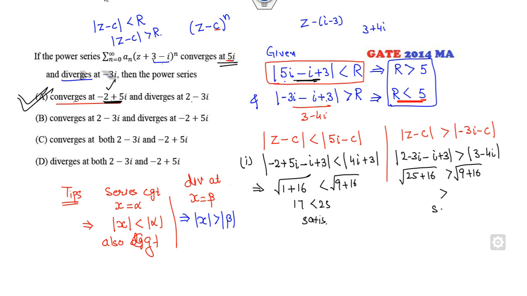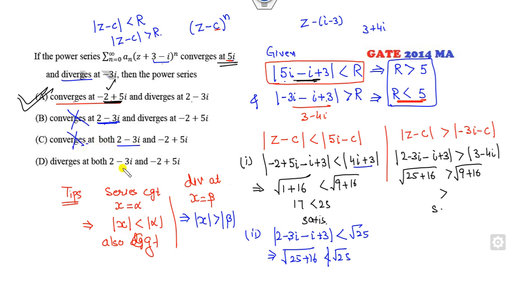Now look at the second option. We can check about the second also here. What is that? Convergent at this, 2 minus 3i minus i plus 3, it must be less than this number, that is root 25, sorry. So it is 5, 25 plus 16. Is it less than this? No. So this is not convergent, cancel out. Again convergent at this, cancel out.